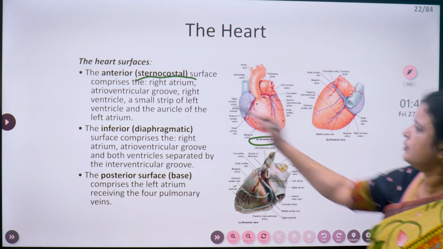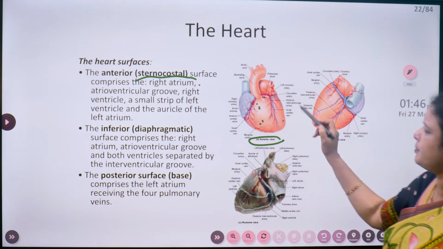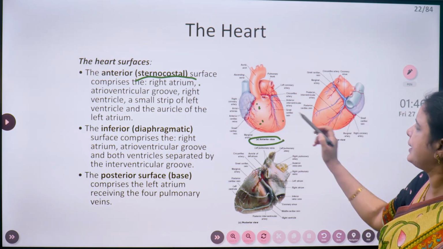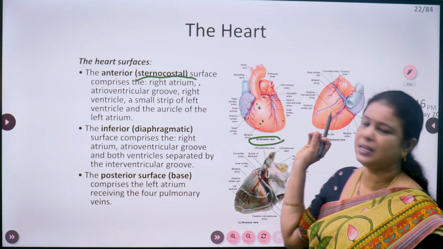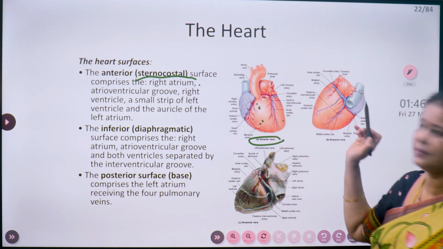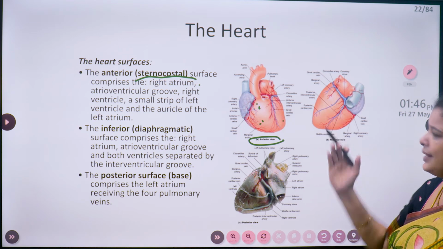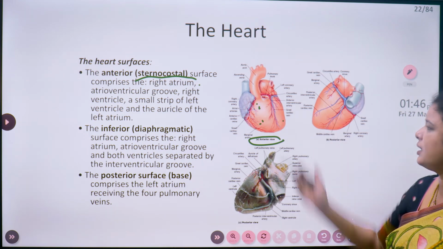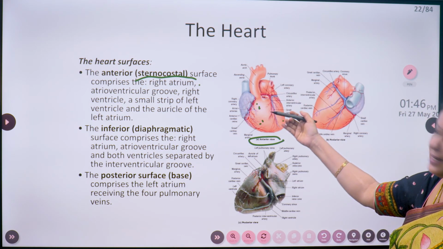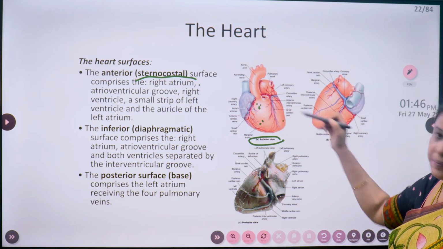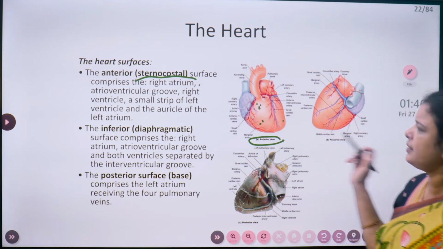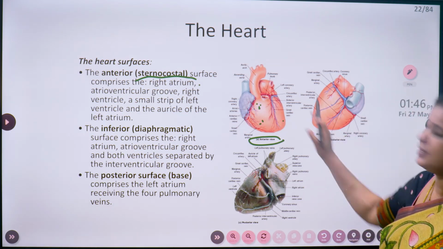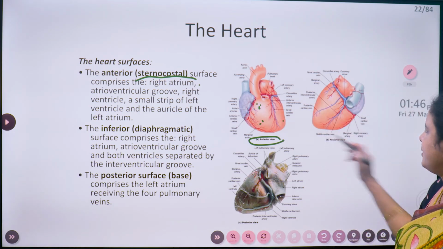So right atrium, atrioventricular groove and left ventricle, a small strip of the left ventricle, and the auricle of the left atrium. In the anterior view, the structures we may see are the right atrium, right ventricle, a small strip of left ventricle and the auricle of the left atrium.